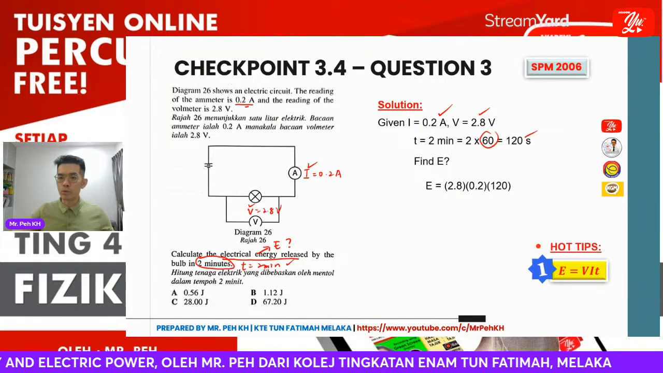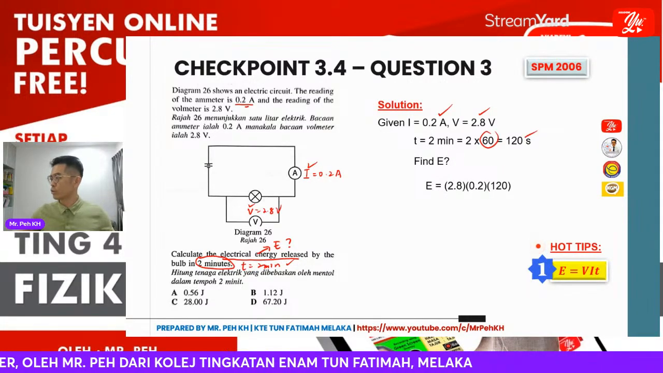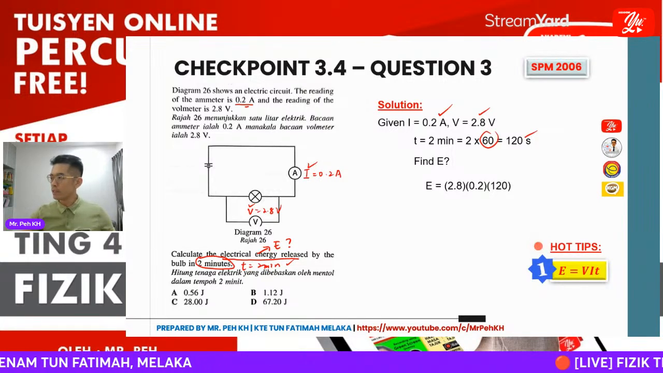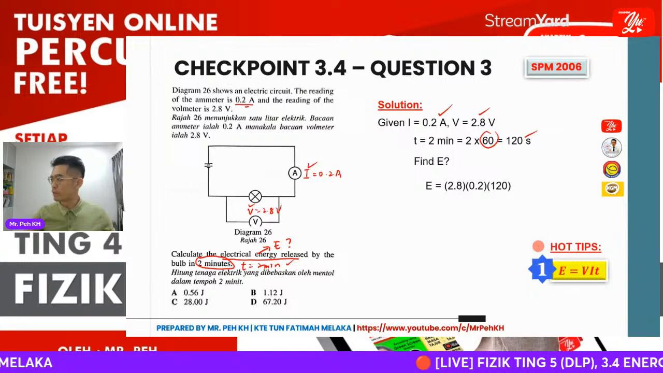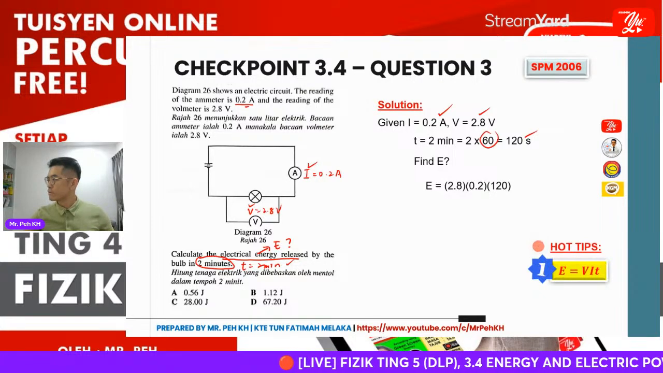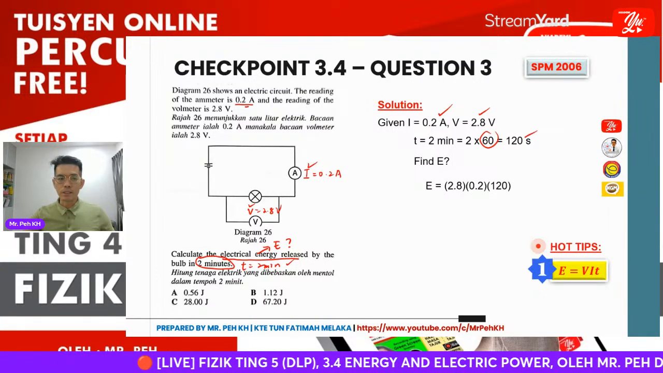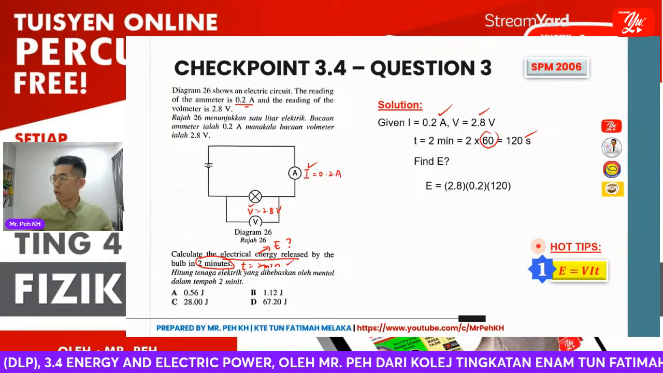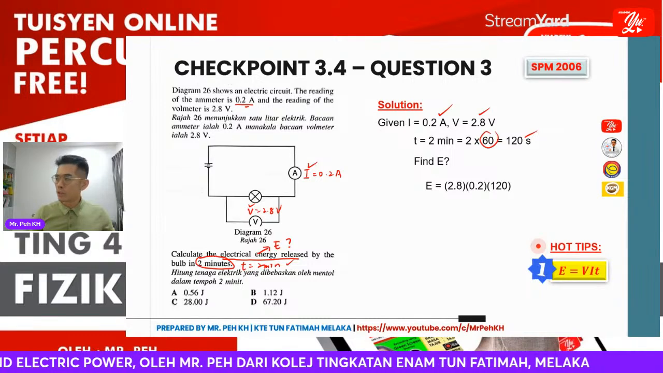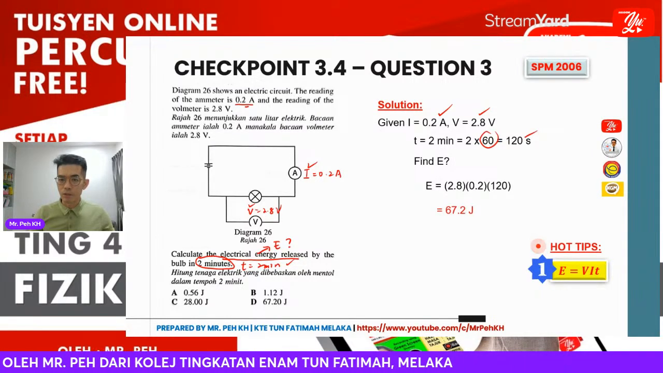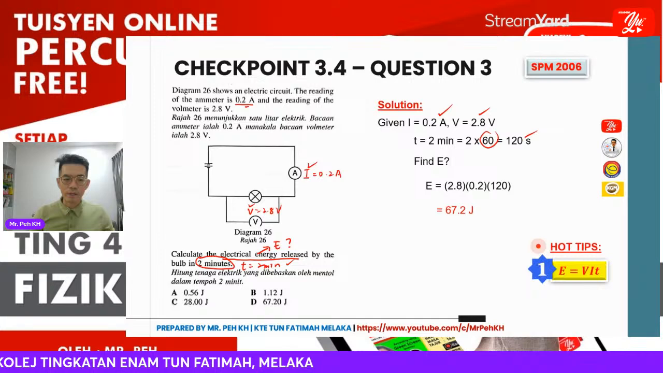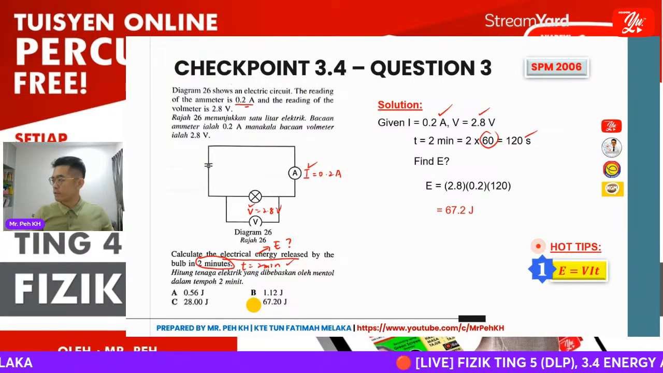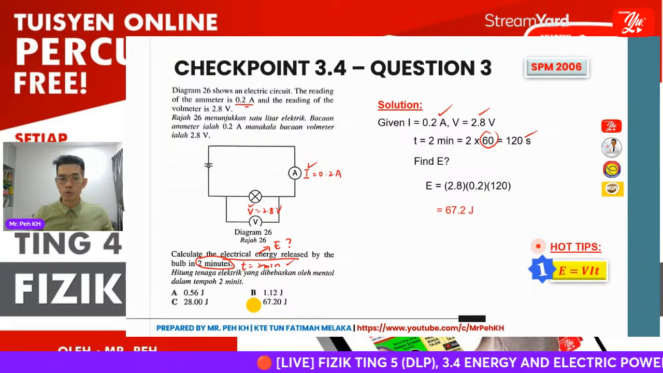2.8, 0.2, 120. So what should be your answer? You may show me your answer in chat room. All the information is actually provided already, so you just need to press your calculator. The answer should be 67.2 joule. So very clear that the answer will be D. I think there should be no problem to solve this question, right?